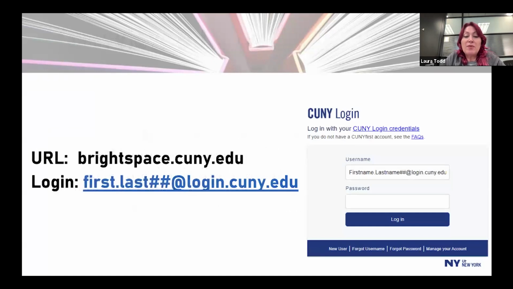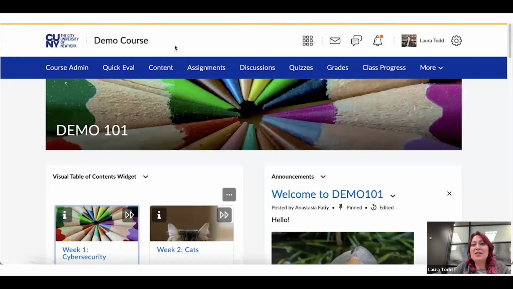I just wanted to point out before we get started, or if you're watching this recording later, to follow along with the demonstration, you would first want to go to CUNY's Brightspace, which you can do just by going to brightspace.cuny.edu, and it will direct you to the CUNY First login, like you see on the screen, where it's first name, last name, the last two digits of your EMPL ID at login.cuny.edu. This is me inside a demo course that was built for the purpose of doing these workshops. So the first thing we're going to do when we go inside our course is go to Grades.